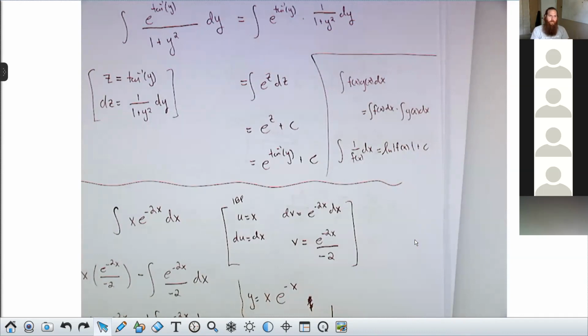Remember your symmetry arguments, right? Even functions integrated from negative a to a can be simplified as the integral from 0 to a doubled. Odd functions integrated from negative a to a always yield 0. So make sure you remember your symmetry arguments and the fundamental results on integrals.